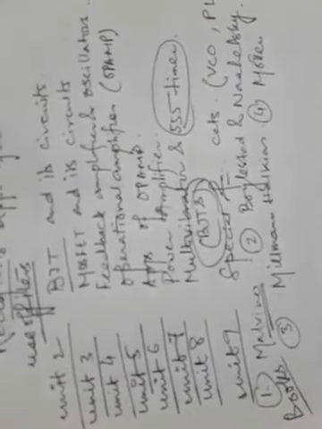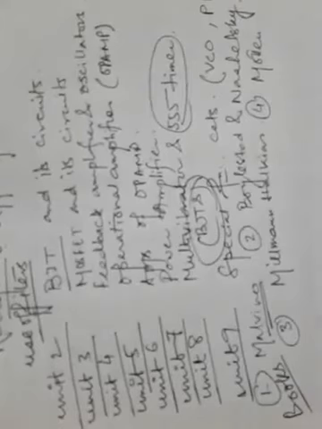Number 3 is a book by Millman and Halkias. That is also a very well standard book. Number 4, a book by Mottershead. The names of the books will differ a little bit. One book is something like Electronic Principles. One will be Electronic Devices and Circuits. One will be Op Amps and Linear Integrated Circuits, something like that. One book may be in the name of Analog Electronics, and so on. So the 4th one is Mottershead.